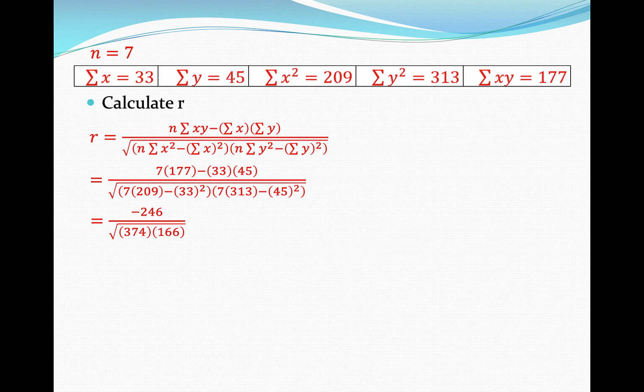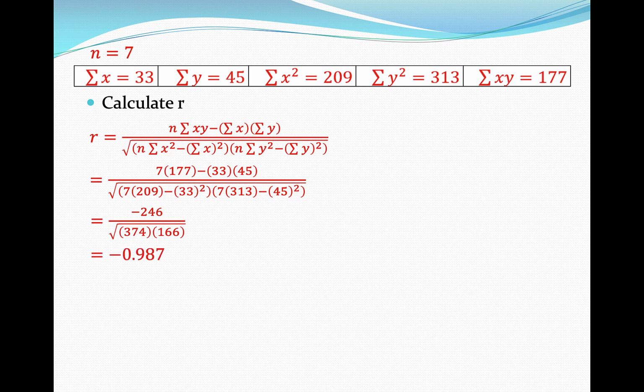So do the numerator. The numerator is just 7 times 177 minus 33 times 45. If you do that here, you get negative 246. And then break up your denominator into 2 parts because you have those 2 parentheses. The first parenthesis is 7 times 209 minus 33 squared. If you work that out, you'll get 374. The second parenthesis is 7 times 313 minus 45 squared. That will give you 166. And now we have something that's pretty straightforward to work with.